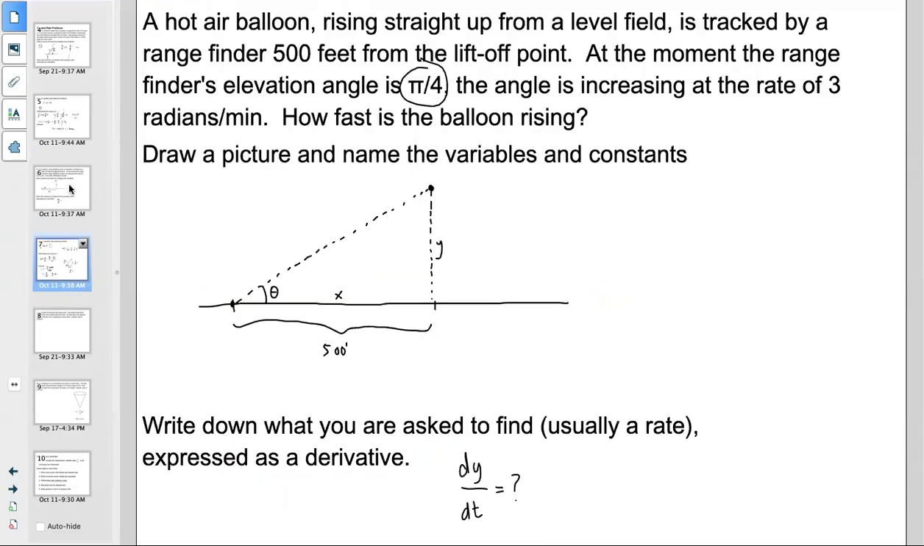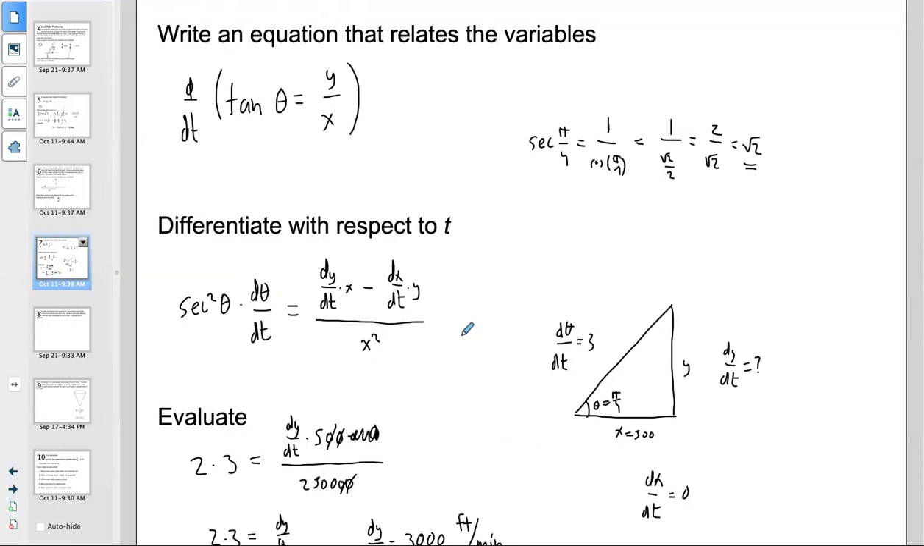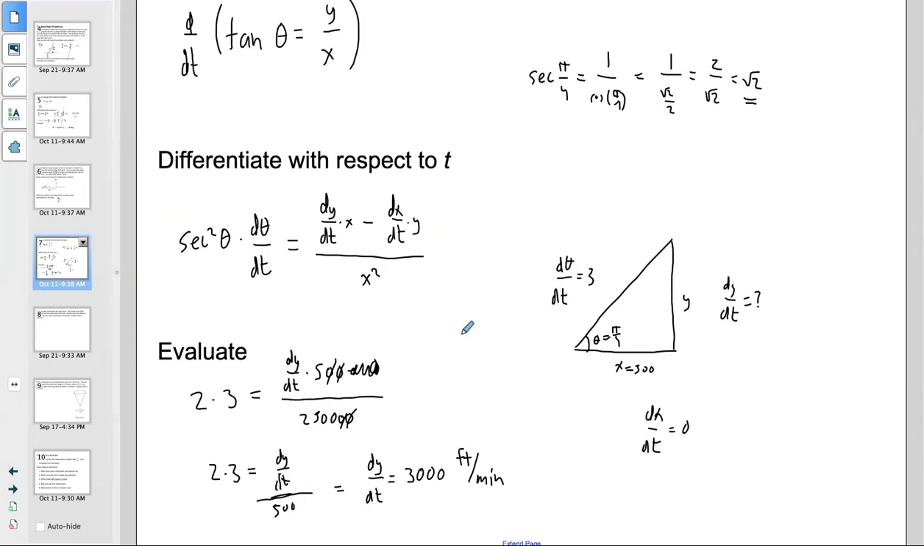And what are my units here? Minutes and feet. And since this is a rate of change of the height, it's 3,000 feet per minute. It's actually going really fast. It's a very high vertical velocity for a hot air balloon, but so be it. I think that's because 3 radians per minute is actually a pretty significant increase in angle.